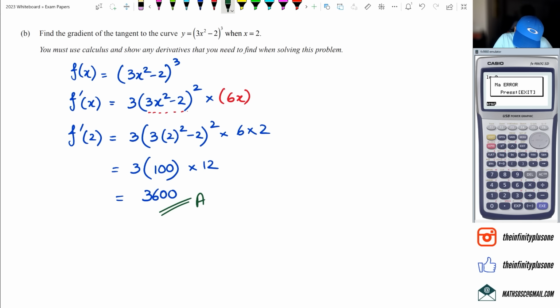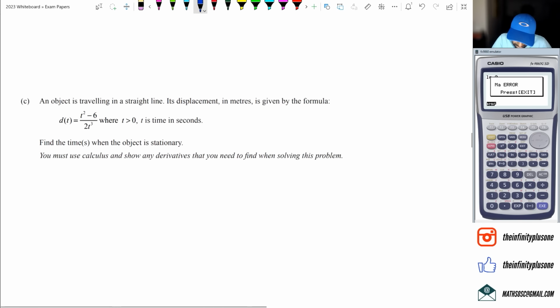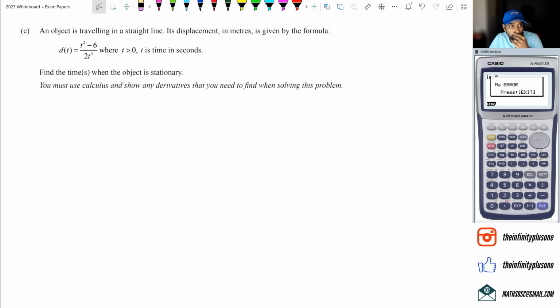And we move to the next question. It's always funny, we always fly through achieved questions and then we get to merit and excellence and spend like 20 minutes on them. Anyway, question C, what we've got is an object traveling in a straight line, distance is that. Find the times when the object is stationary.